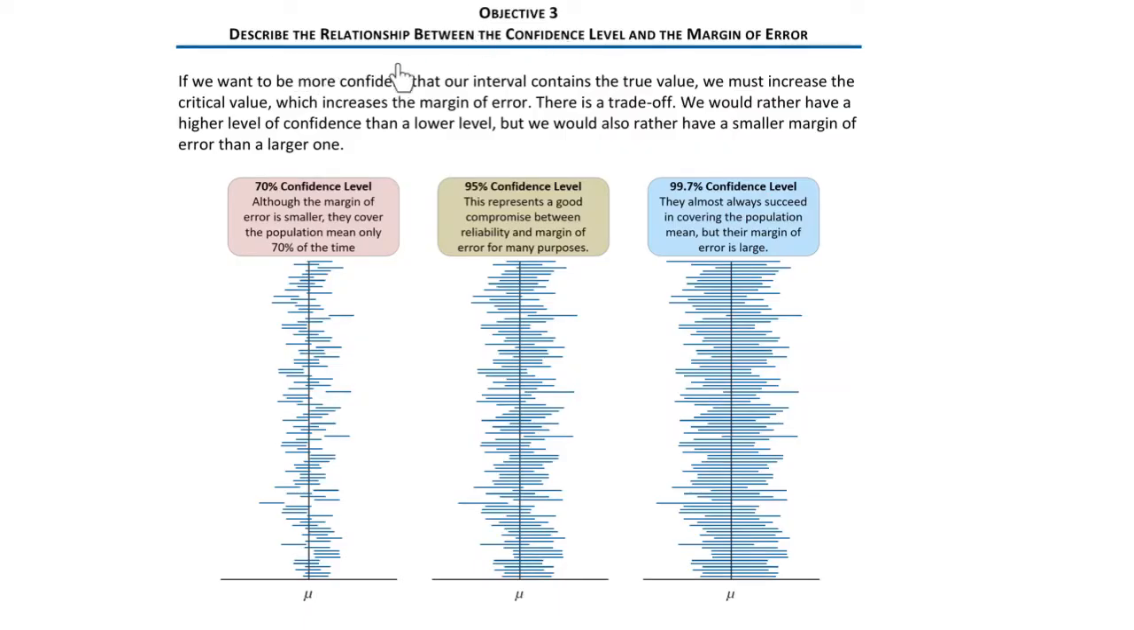Objective 3. Describe the relationship between the confidence level and the margin of error. If we want to increase our confidence that an interval contains a true value, we must increase the critical value. This increases the margin of error, which makes the confidence interval wider. We would rather have a high level of confidence than a lower level. But we would also rather have a smaller margin of error than a larger one. So we have to choose a level of confidence that gives a good balance.